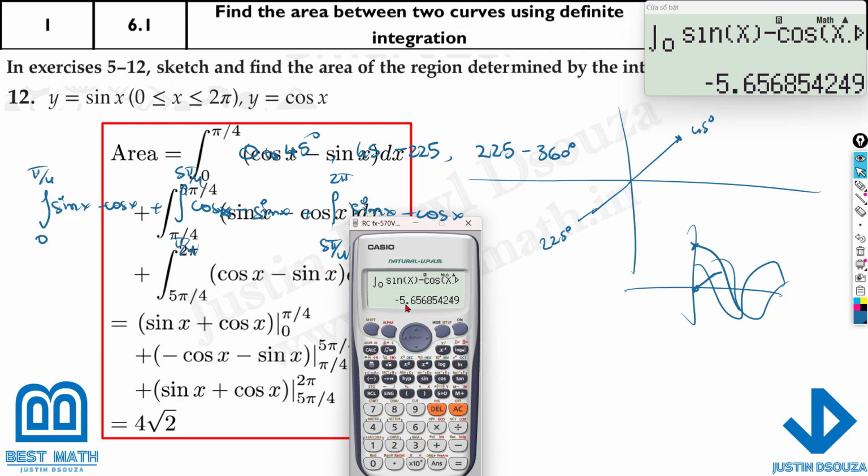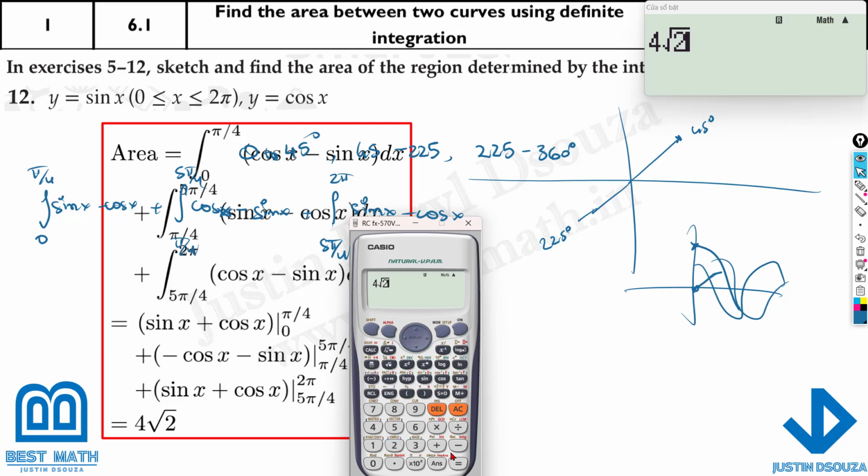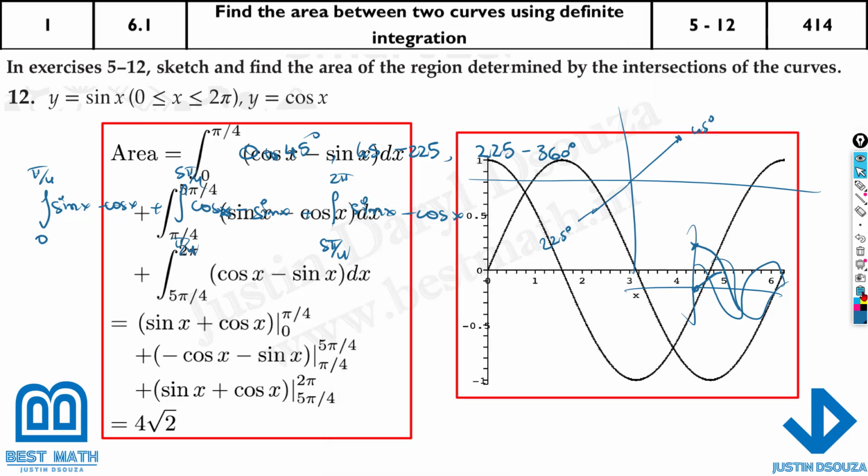Now let me show you what the exact answer is. It should be 5.6568. 4 root 2 is 5.6568. The only thing is I purposely changed these values. I was not in order, though it's a common thing: cosine is always up above sine when we start. When we begin at 0, it's always up. So then just alternate it out. That's how we solve it.